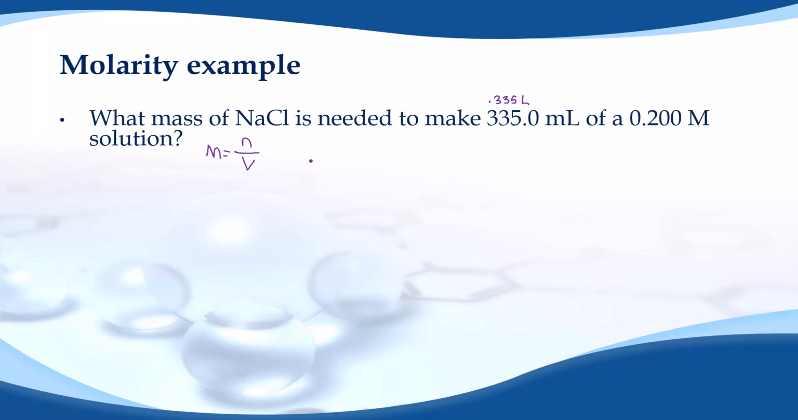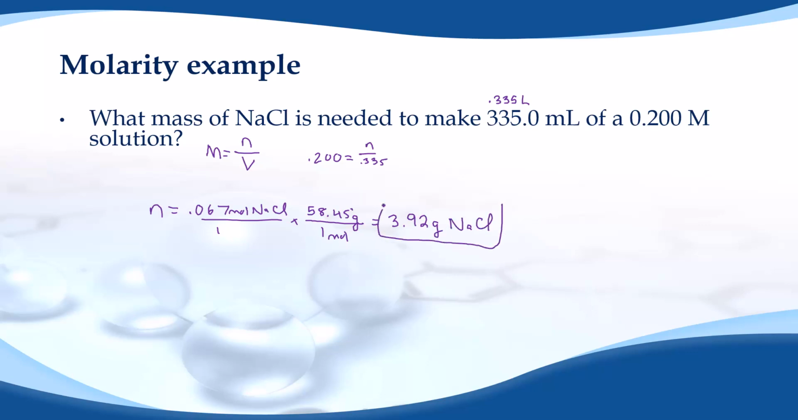And then I set it up. Molarity equals n over V. So 0.200 equals n divided by 0.335. That gives us 0.067 moles of sodium chloride. Now that we have moles, we want to turn moles into grams because it's asking us for mass. To do that, we're going to multiply by the molar mass, which is 58.45 for table salt. We plug that in, and we get a mass of 3.92 grams of sodium chloride. So to make this solution, I would take 3.92 grams of sodium chloride and dissolve it.